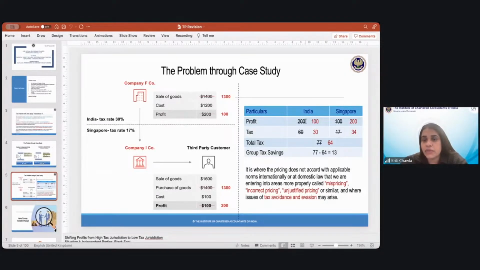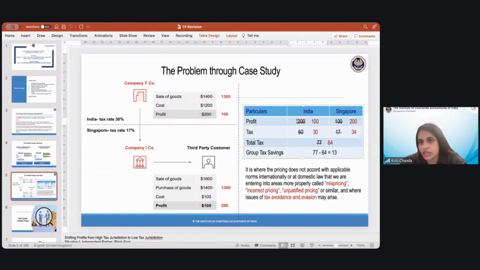Now, this is where I've mentioned, if you look at the black font here, that the profit is $200. The tax is at the rate of 30% in India. So that basically becomes 60 rupees, or $60 rather.